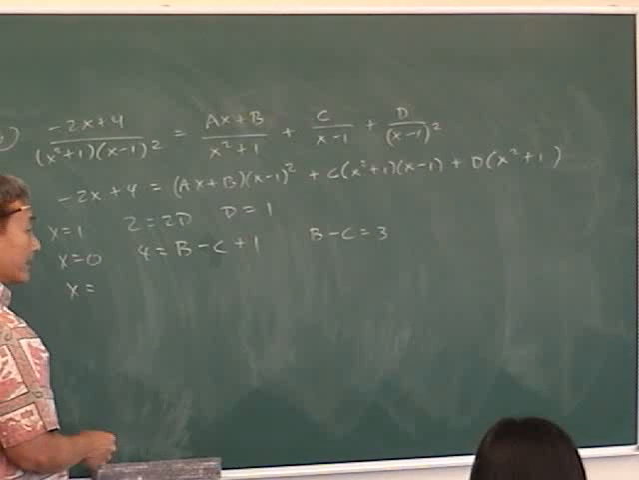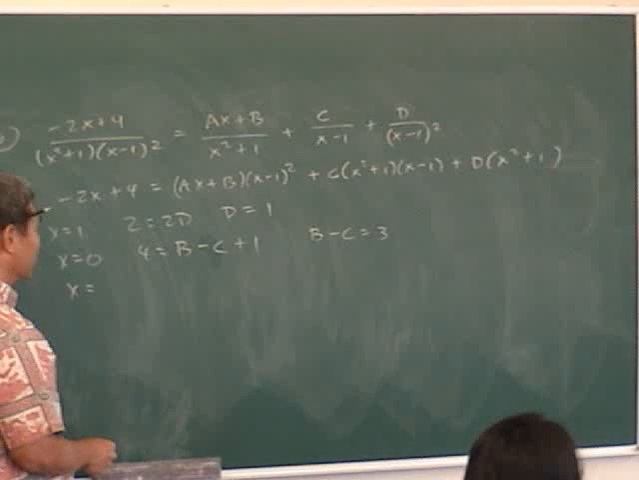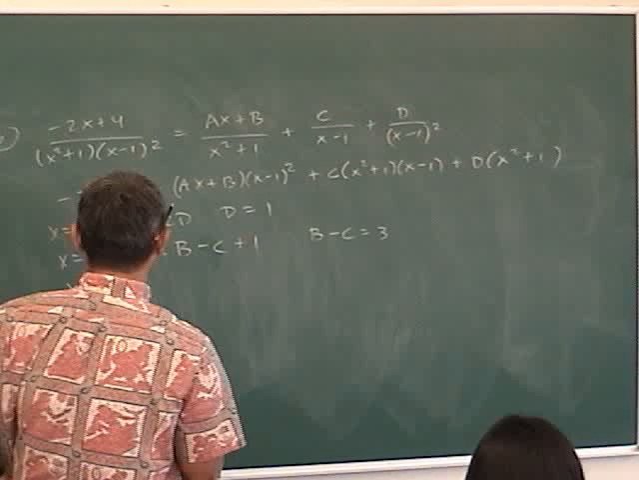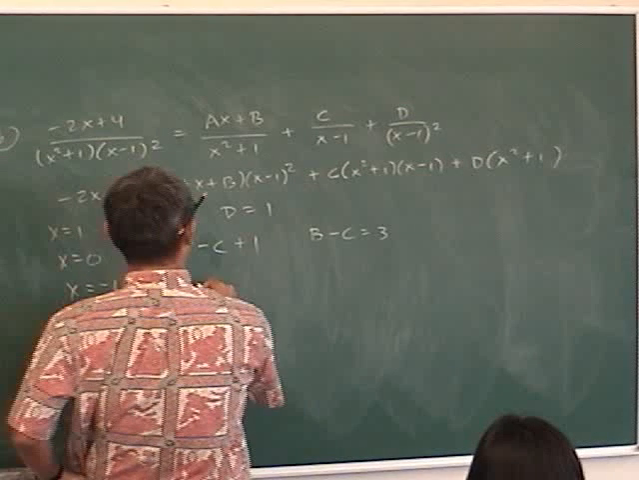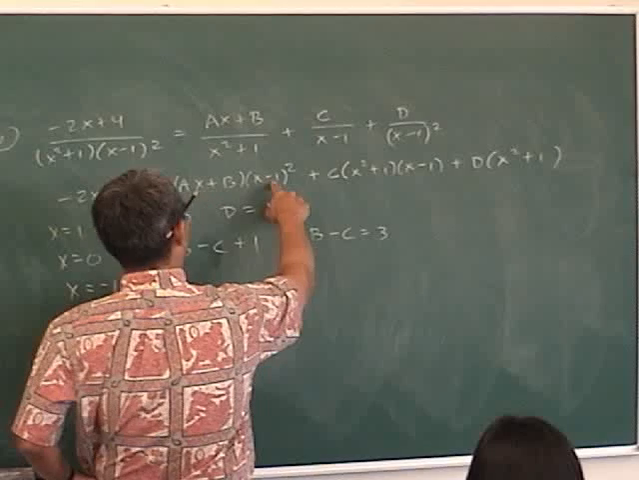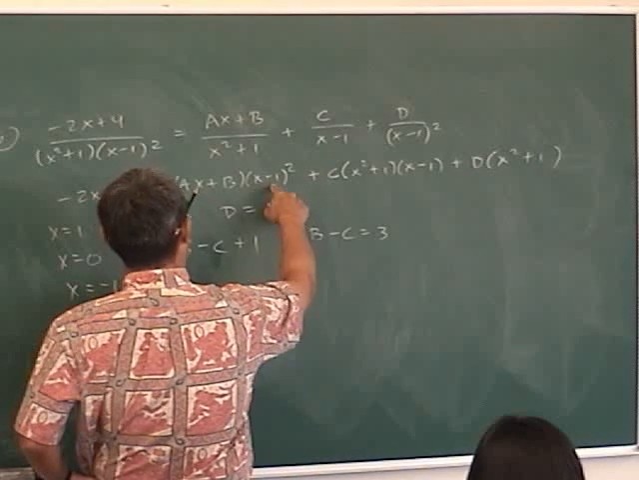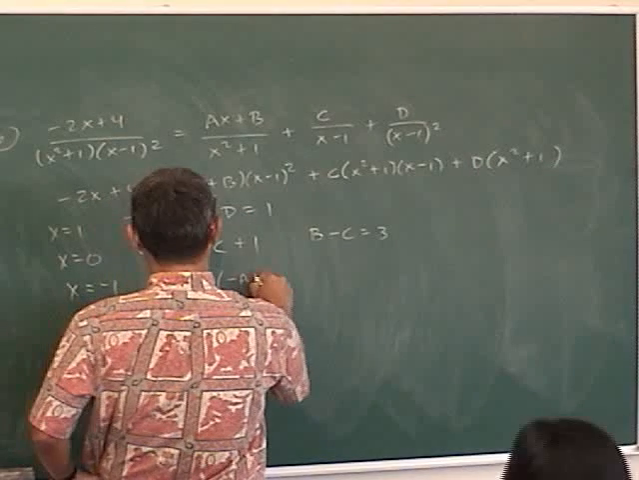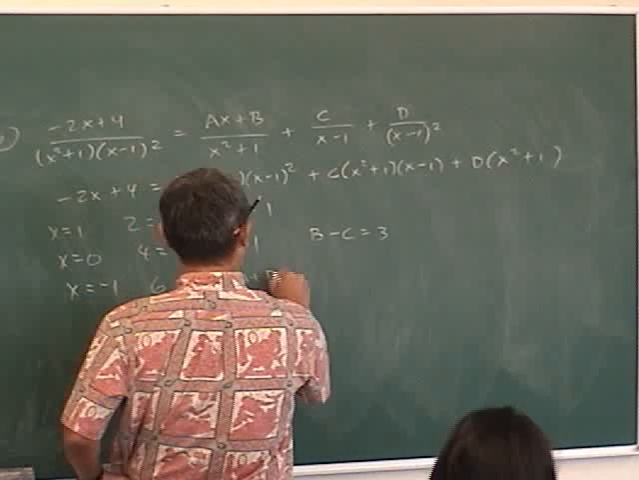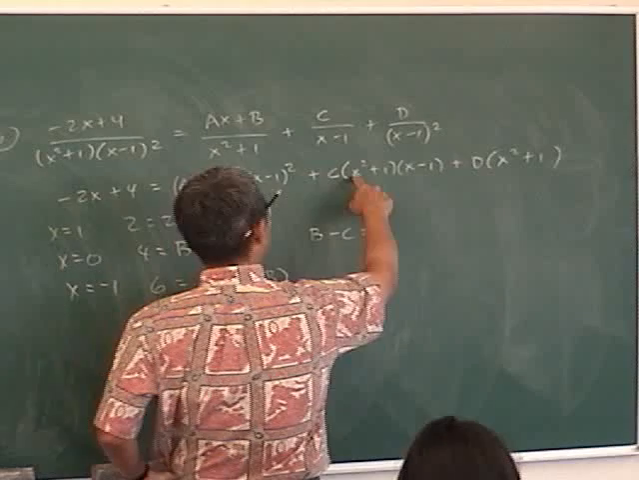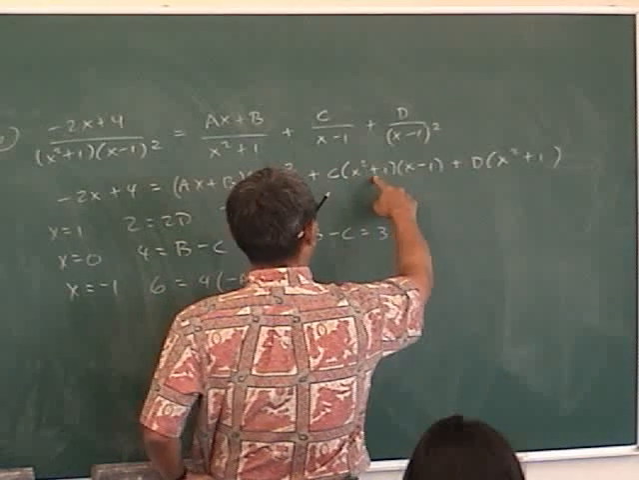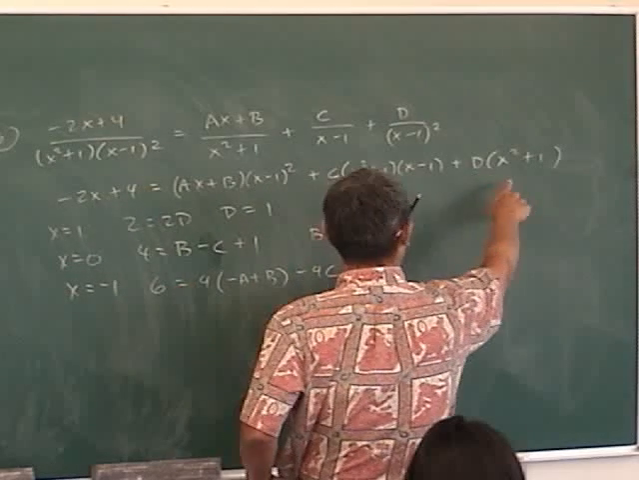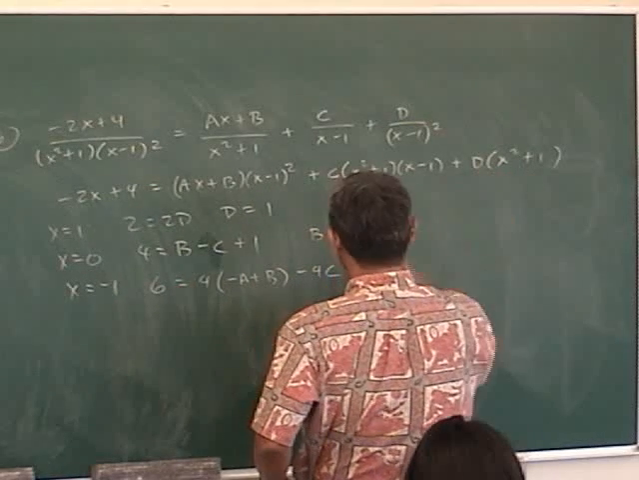So what do you want to do, Zhang? Oh, you want to take the challenge with the negative. Okay, negative 1. So we got 6 equals, so this is negative 4 times negative a plus b. We're plugging in negative 1, so this is 2 minus 4c. And if I plug in negative 1 plus 2d, but we already know d is 1, so we get plus 2.